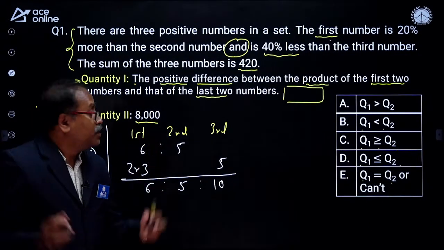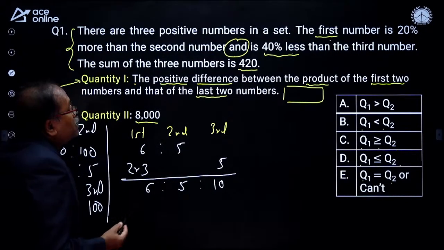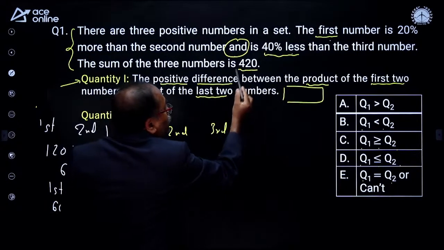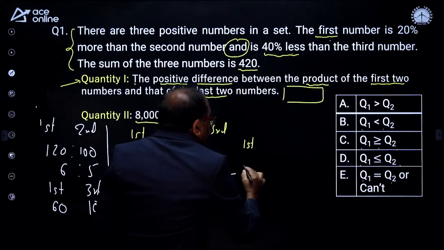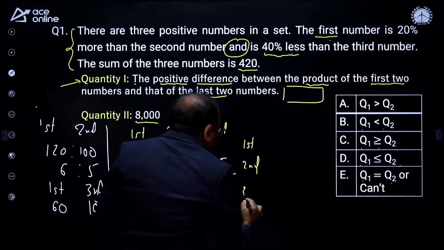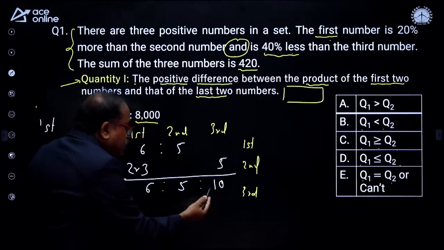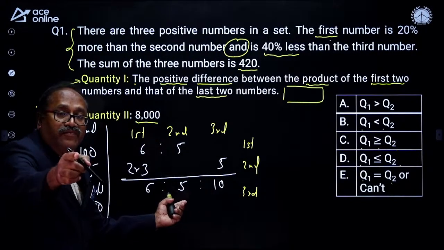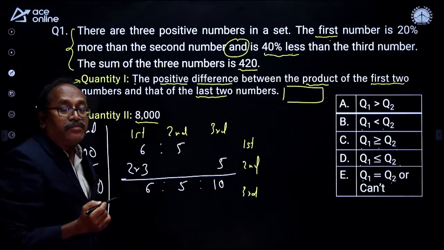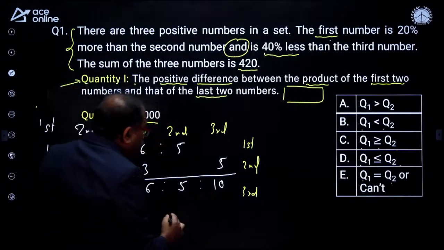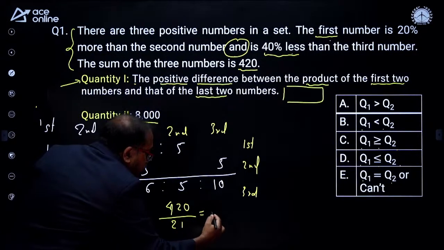Okay, time up. Now I will answer this question here. What is given to us is the sum of the numbers is 420. So what is the first number, what is the second number, and what is the third number? What is the total number of terms? That is 5 plus 10, 15 plus 6, 21. So here the value given is 420. If I divide this 420 by 21, I am getting 20 here.